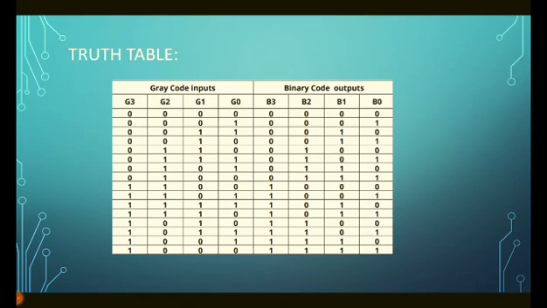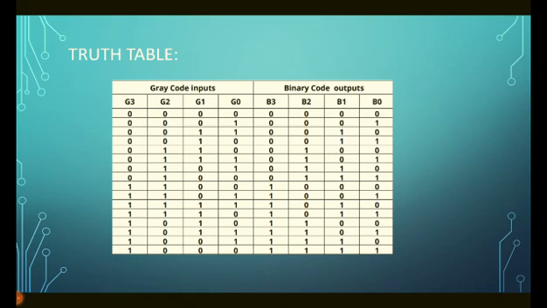When the 4 inputs are 0, the 4 outputs are 0. When we give input to G0, the output value is for B0. When we give input value for G1 and G0, the output value is B1. When we give input value for G1, the output value is for B1 and B0. When we give input value for G2 and G1, the output value is for B2.